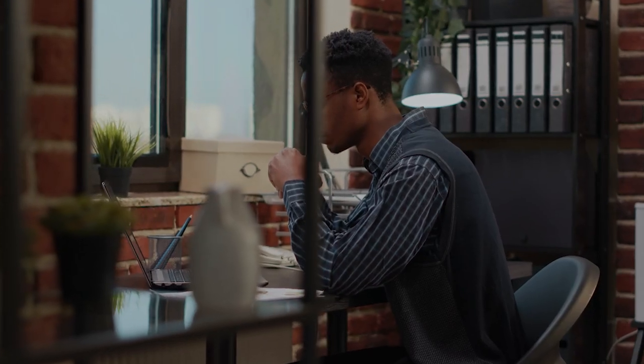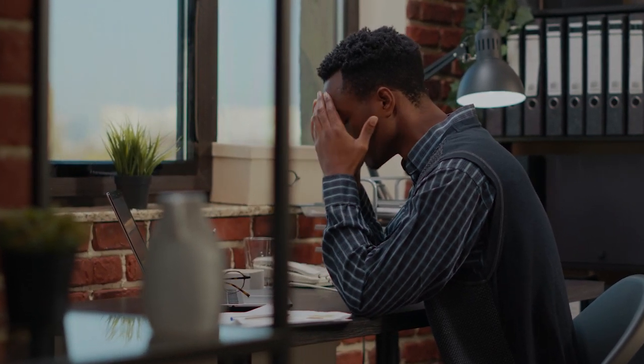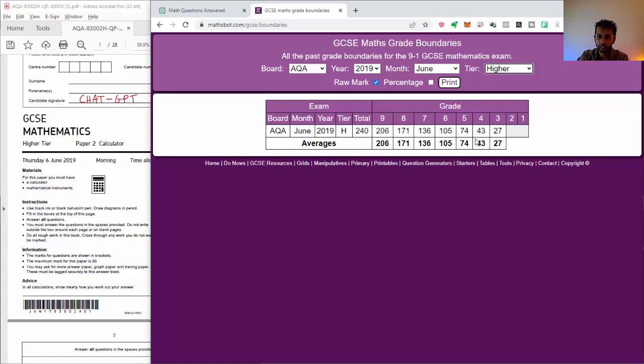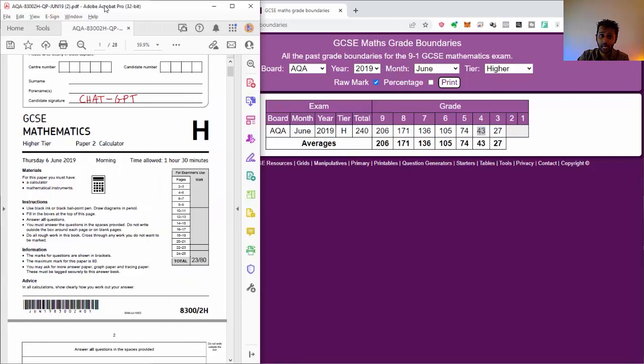Now, I wanted to know what that would be in terms of grades, so I had a look at the grade boundary. If we triple 23, assuming we got 23 on all 3 papers, that would be 69 marks out of 240. And here are the grade boundaries for this particular paper. So 69 marks would put us in grade 4 territory, a few marks short of a grade 5. So ChatGPT has not done very well on paper number 2.